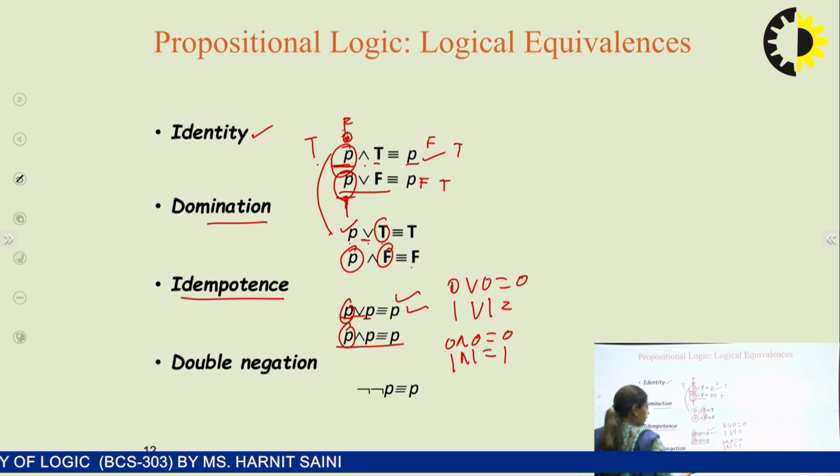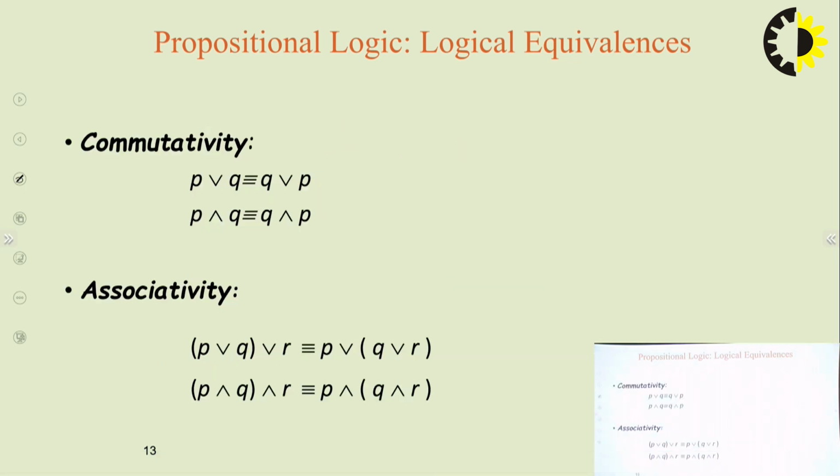Double negation, negation of negation is always the element itself. Now the commutative law: P or Q is equivalent to Q or P, right? We can check this with the help of a truth table if you want, but we know that OR and AND are commutative in nature. Similarly, P and Q is equivalent to Q and P.